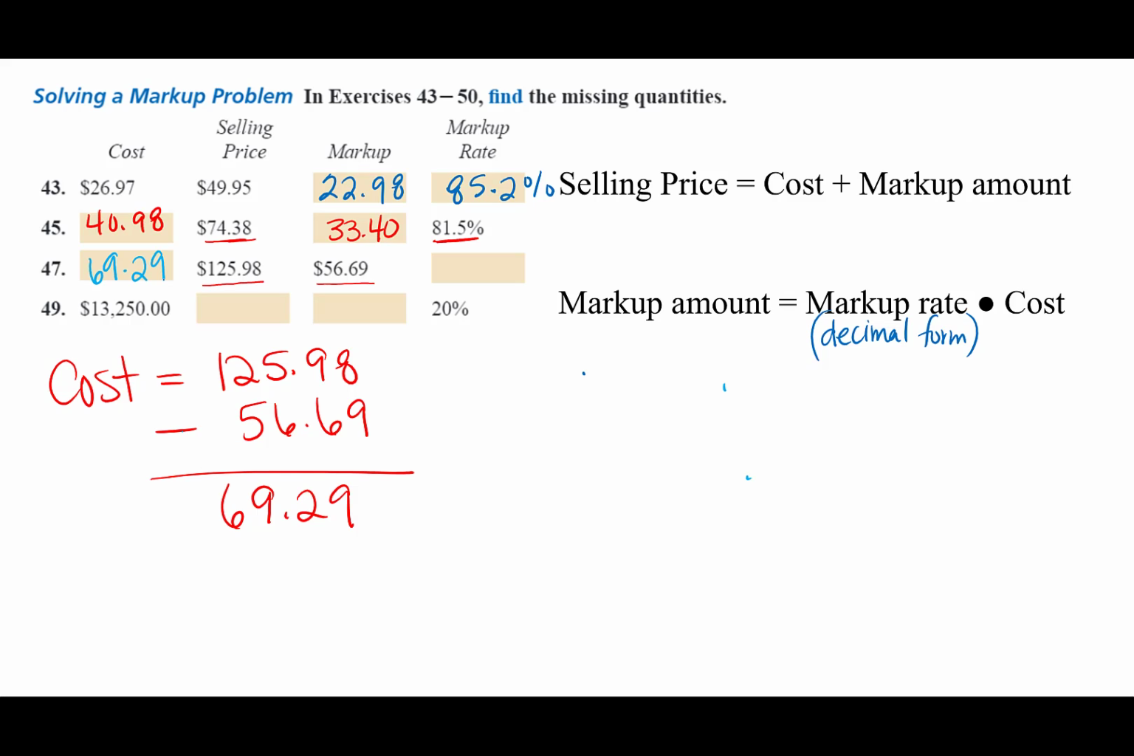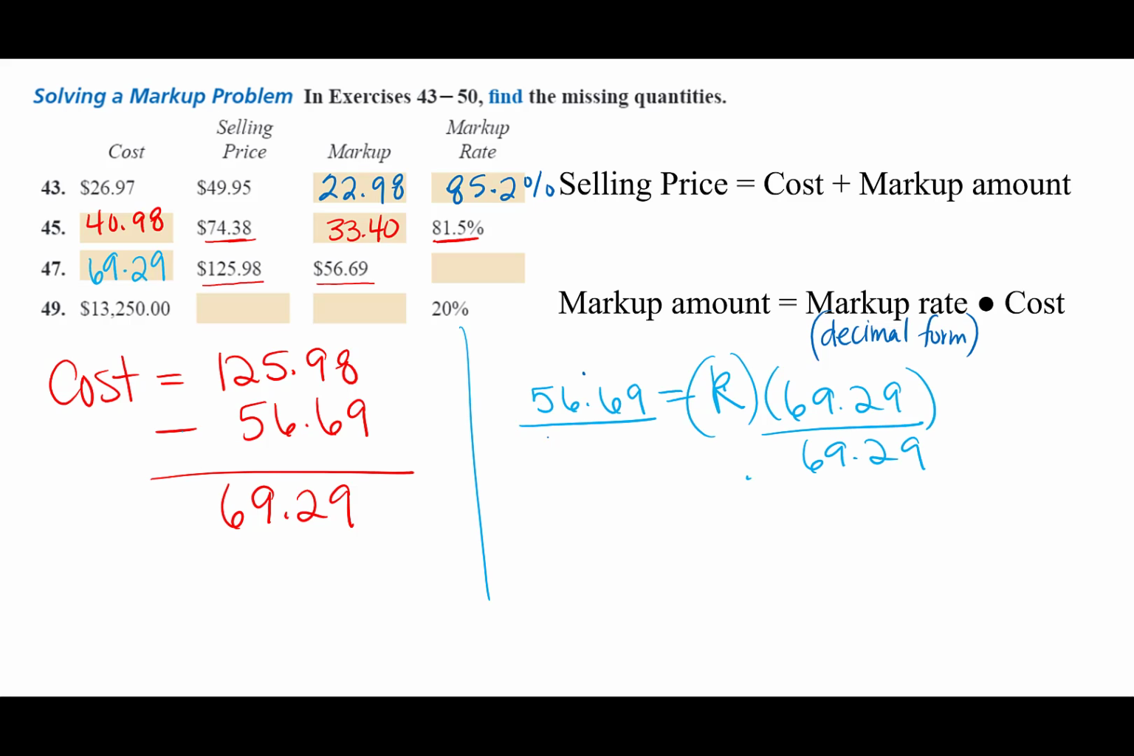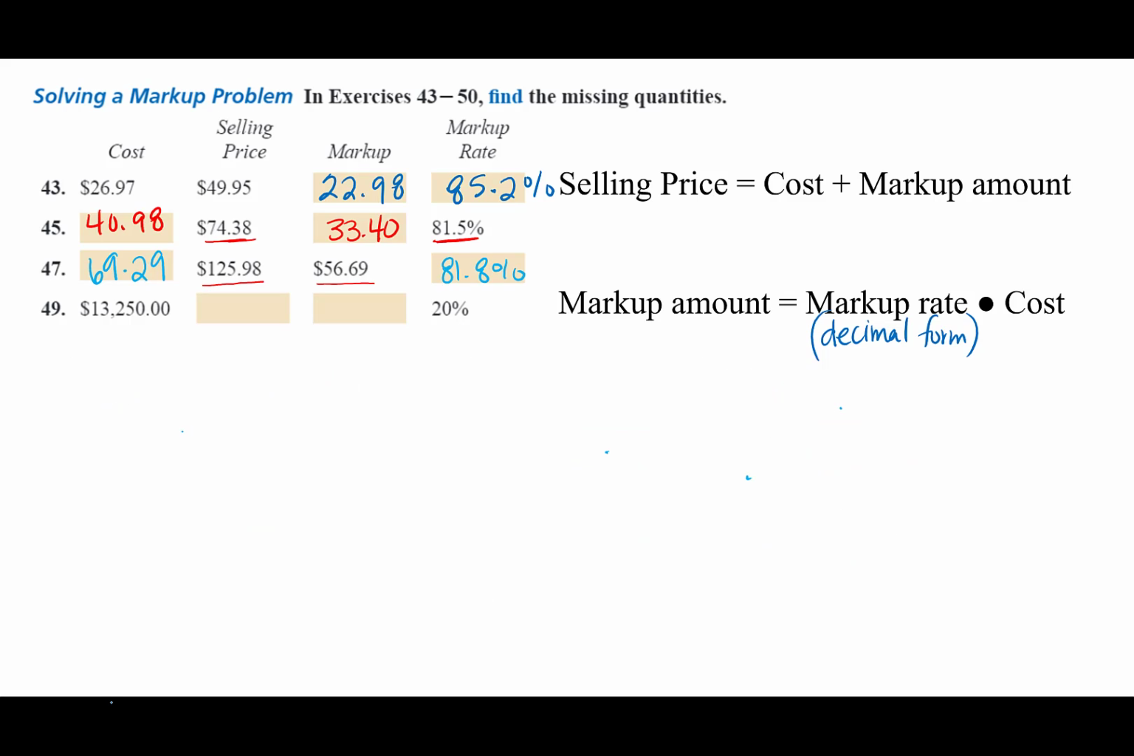And now we just need to find the markup rate. So we're going to focus in on that second formula again. The markup amount, which we know was given to us, 56.69, equals the markup rate is what we're looking for, so I'll use the capital R again, times the cost. We just found the cost, 69.29. Now, let's just solve this equation by dividing by 69.29. That gives us a decimal of 0.818. But remember, we need the percent form of this decimal, so move that decimal point 2 places to the right to get the percent, 81.8%.